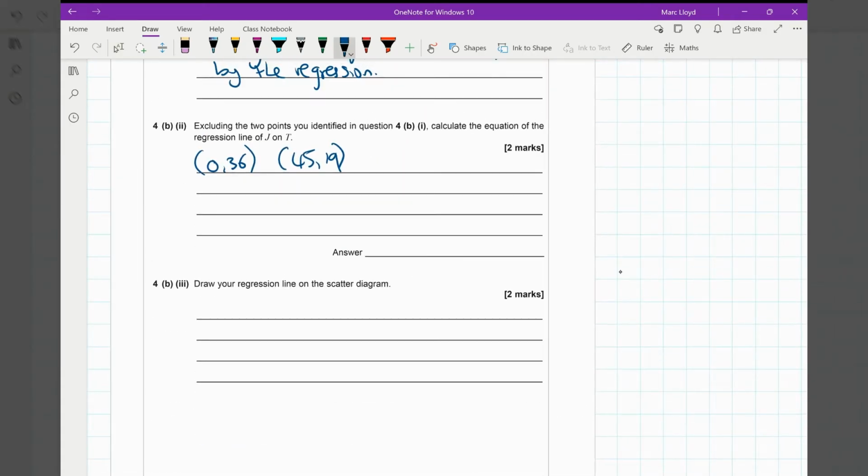So we're going to do our up divided by across. So 36 has gone to 19. 19 take away 36. And then 45 take away 0. That gives us negative 17 over 45, which is negative 0.3, and then the 7 recurs. So our equation is J equals 36, because that's the y-intercept, take away 0.37 recurring t.